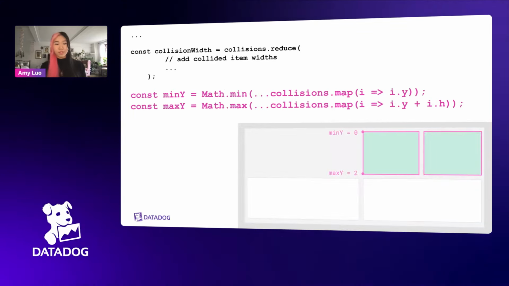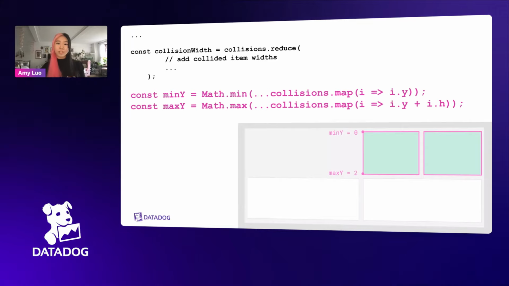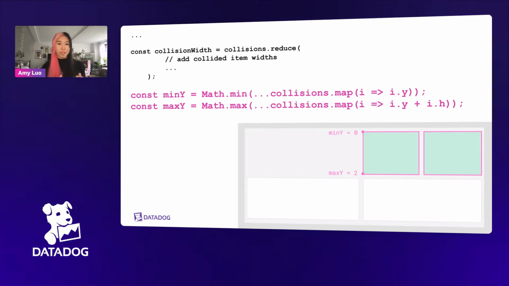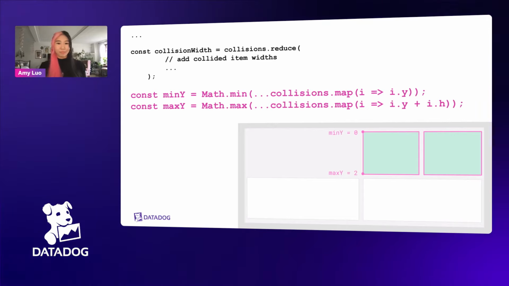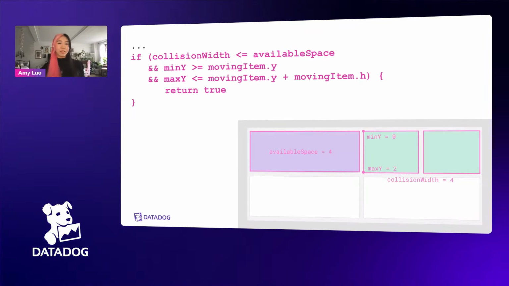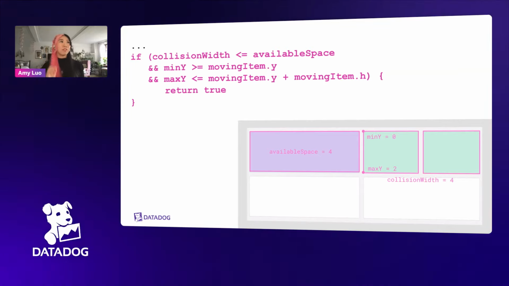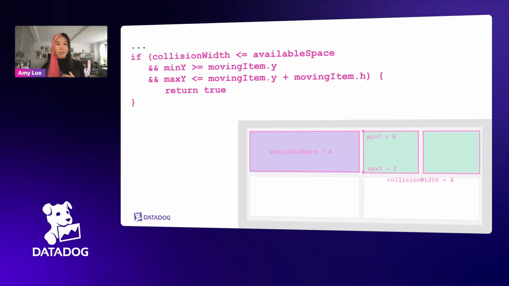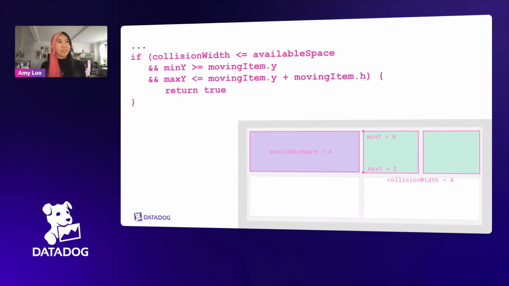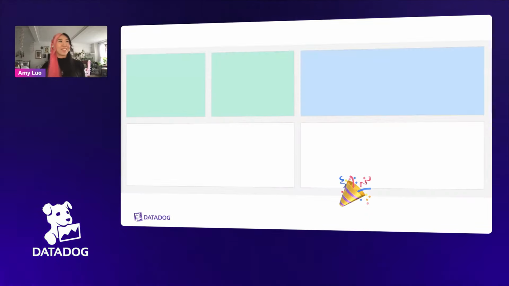And then we also need to account for the Y positions of the collided items. We do that by calculating the minimum and maximum Y positions of all of the collided items. In this case would be 0 and 2. And then with all of these variables calculated, if the collision width doesn't exceed the available space and the minimum and maximum Y positions are contained within the moving item's own Y and height, we are able to safely swap these elements and then end up with this layout. Yay.